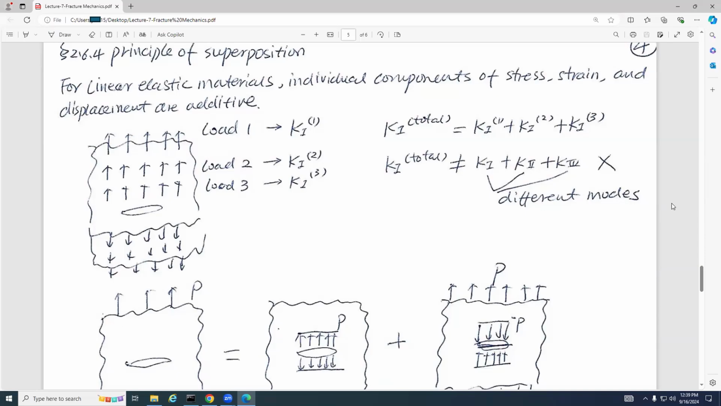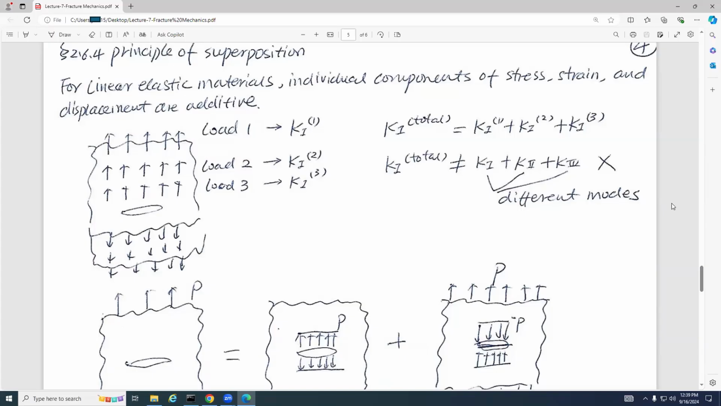You guys agree? So that is the solution fields. So individual components of stress, strain, and displacement are additive. It means this way, okay? Here is a load one, and suppose for only load one, I have Ki1. So this is for load one.